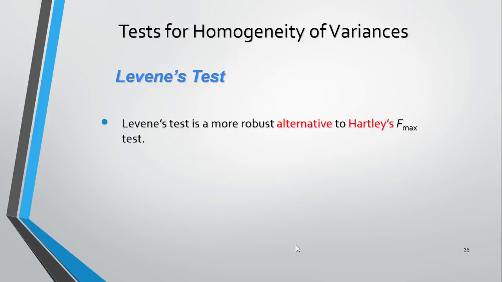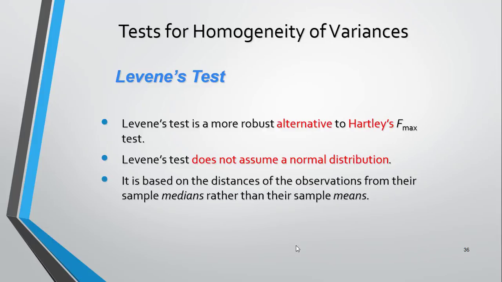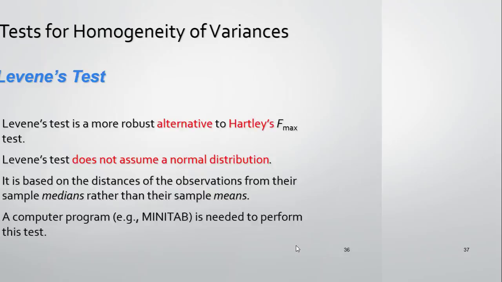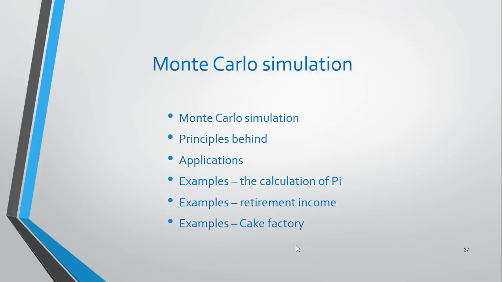We're not getting into detail. There's also Levene's test of homogeneity of variances, and it's a more robust alternative to Hartley's test, and it does not assume a normal distribution. So just so you know. Okay, that's all we have for ANOVA.